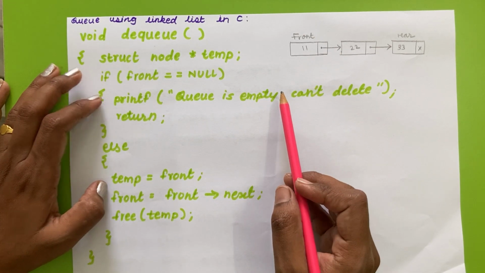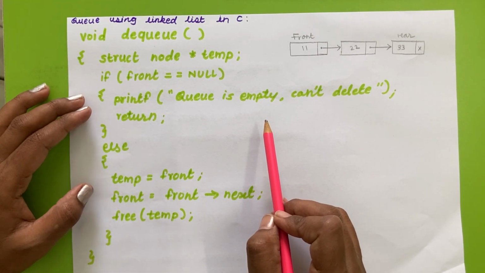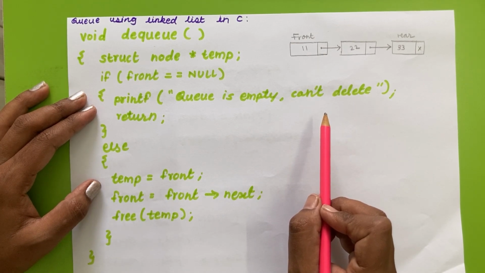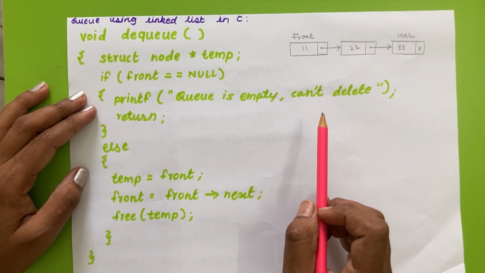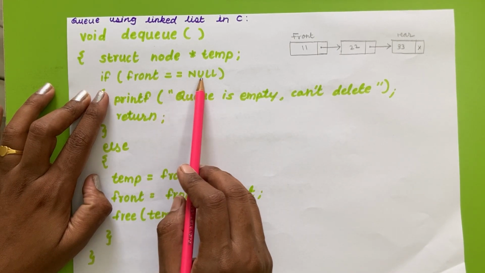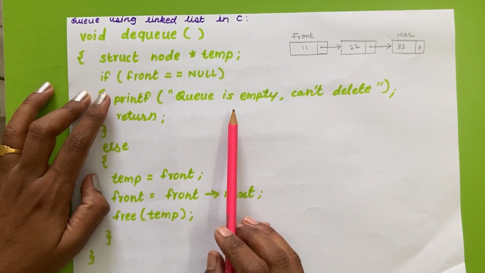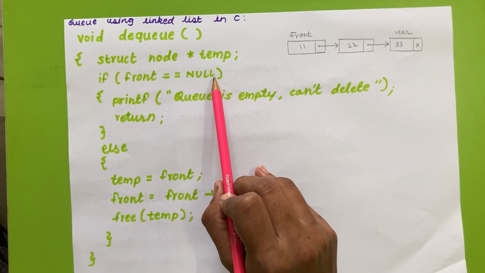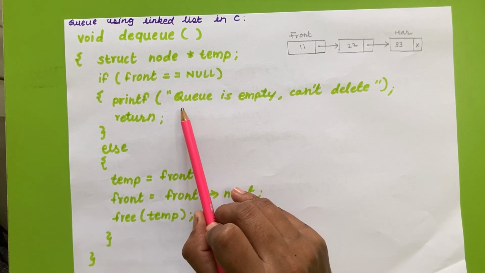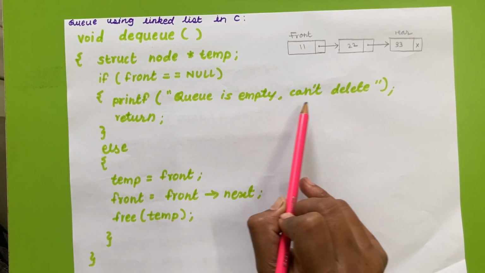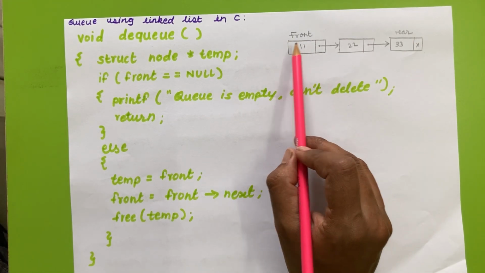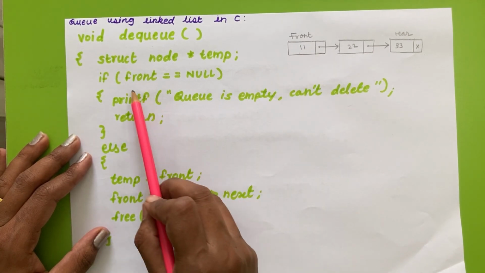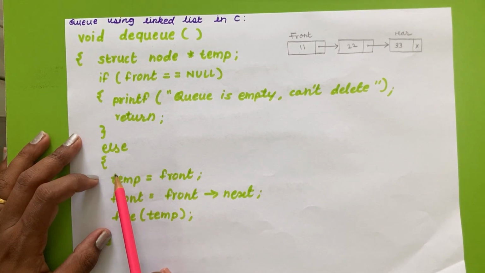Okay, so first we have to check whether the queue is empty or not, because if the queue is empty then the delete operation or Dequeue operation cannot be performed. So if front is equal to null, that represents the queue is empty, and it will print queue is empty, we can't delete. But here in our situation we have the value of front as this node, so it does not satisfy this condition, so it will go to the else part.